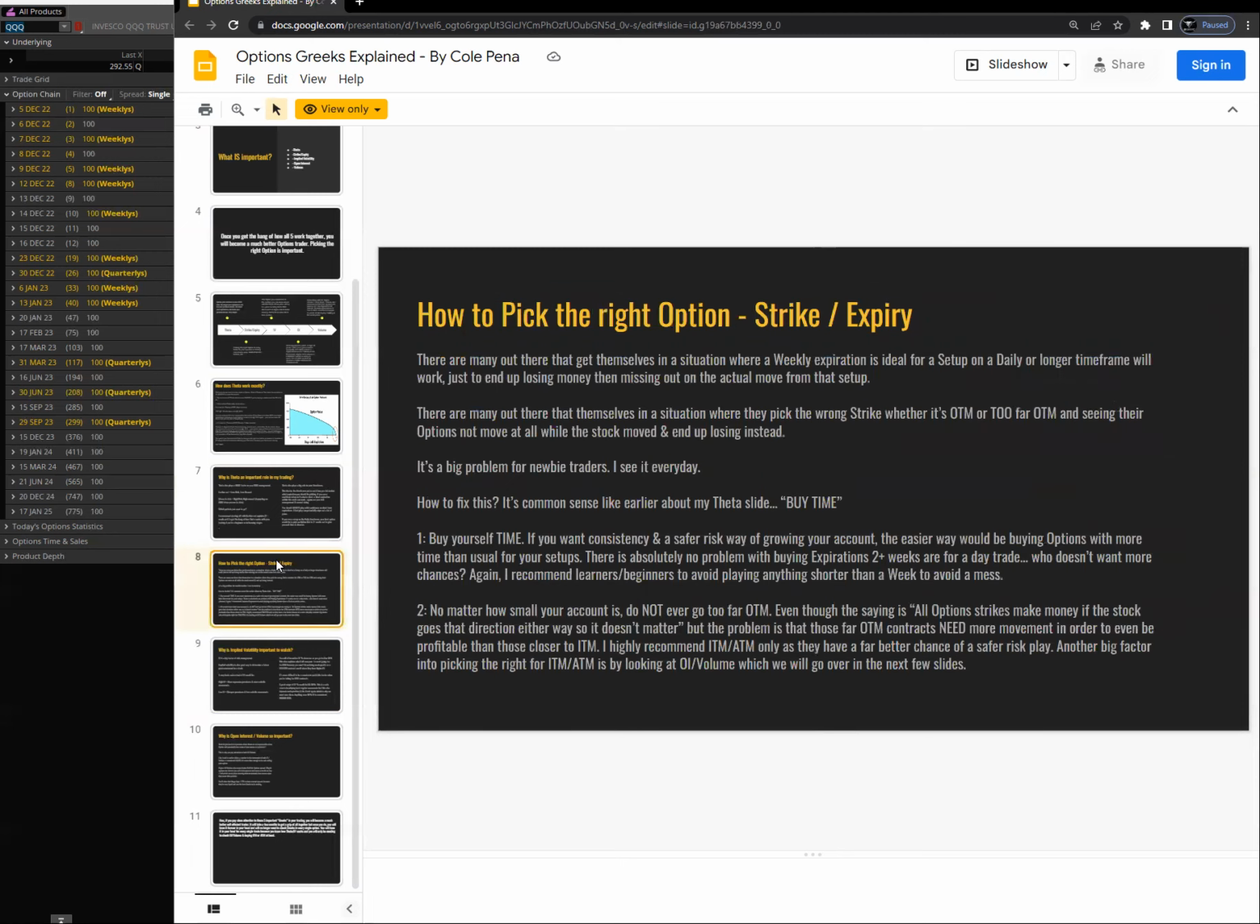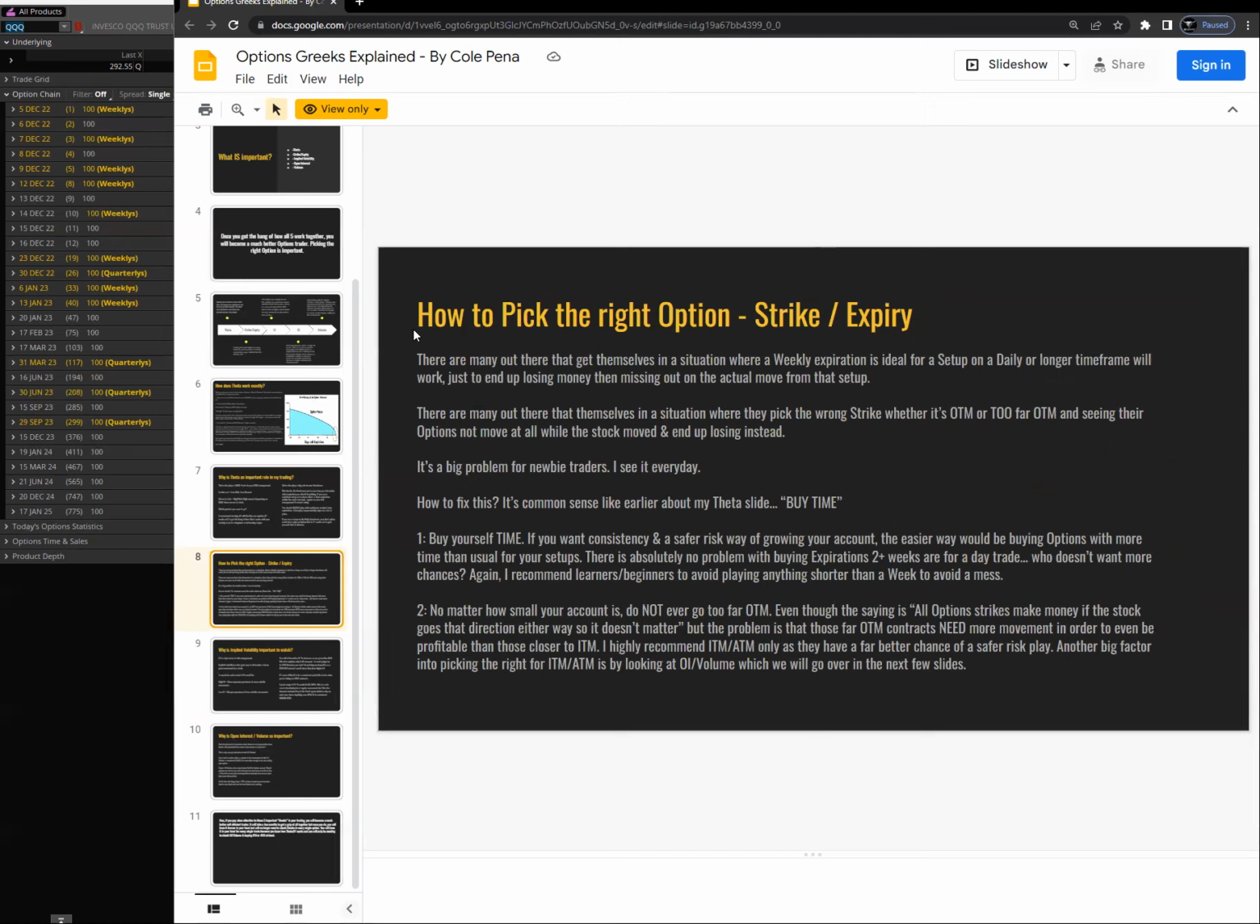So let's go on to the next slide right here. How to pick the right option, strike and expiry. This is a very important slide. Please listen to this one. There are many out there that get themselves in a situation where a weekly expiration is ideal for them on a setup that is daily or longer time frame, just to end up losing money and missing out on the actual move from that setup because the expiration that they bought is too short.